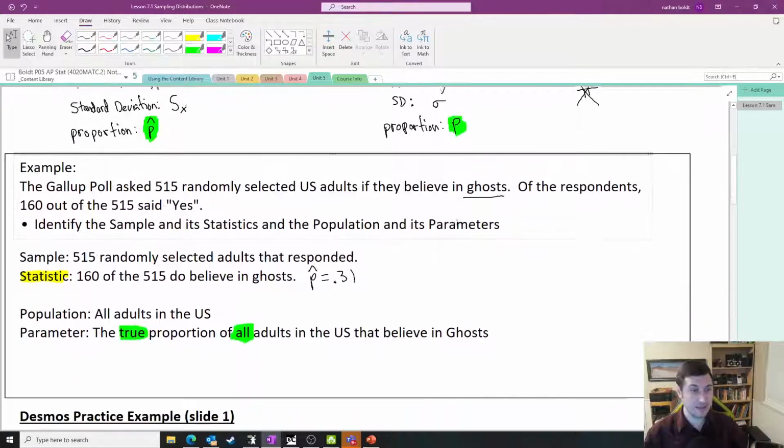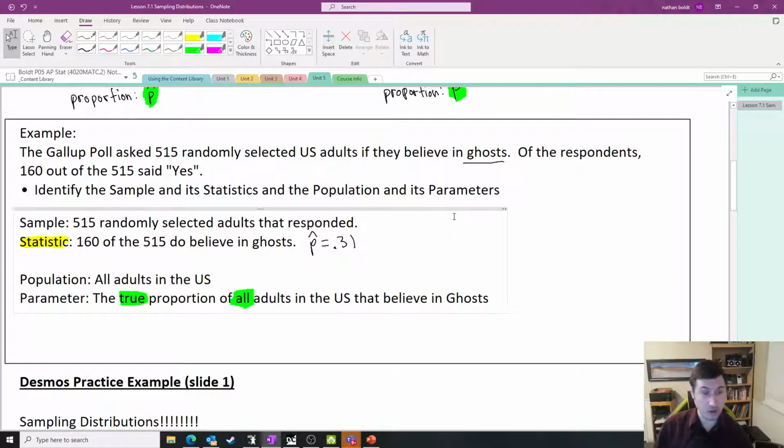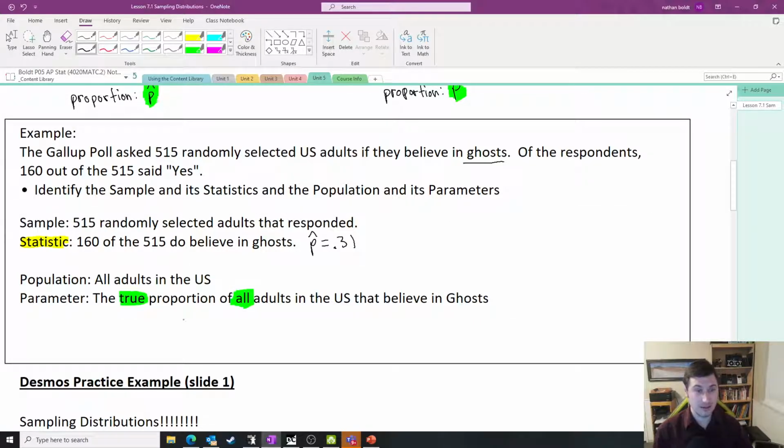So like in my ghost example, we don't know what p is. We only know what p hat is. We do not know the true proportion of adults in the U.S. that believe in ghosts. We don't know that. All we have is the sample p hat.